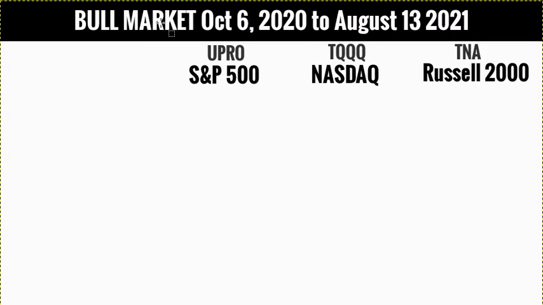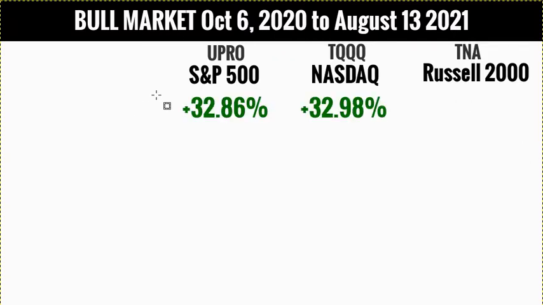And now, during this current bull market, we can see from October 6th to August 13th, the S&P has risen 32.86%. And if we look at the NASDAQ, it's 32.98%. So they both have done almost identical, just a tenth of a percentage point difference. And now, for the Russell. Let's get the drum roll, please. And the Russell did 40.94%. The S&P and the NASDAQ are the ones that are underperforming.